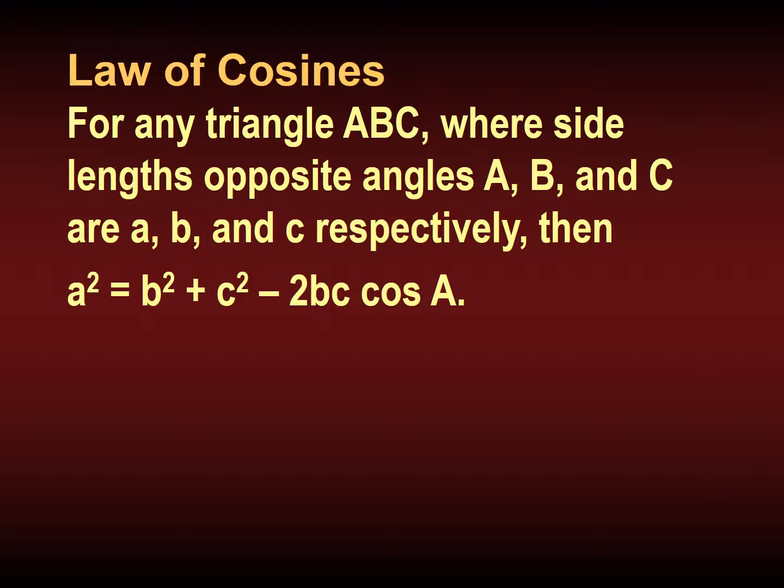So the Law of Cosines is when you have a triangle where you have three angles, and across from those angles are corresponding sides. So little a goes across from angle A. Side little b goes across from angle big B. Side little c goes across from angle big C. And so you have this formula, a squared equals b squared plus c squared minus 2bc times cosine angle A.